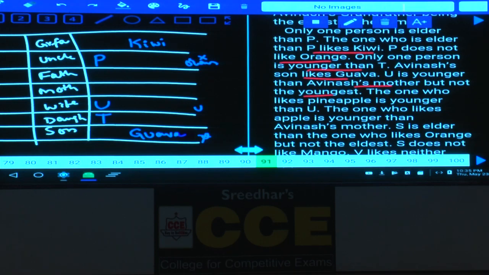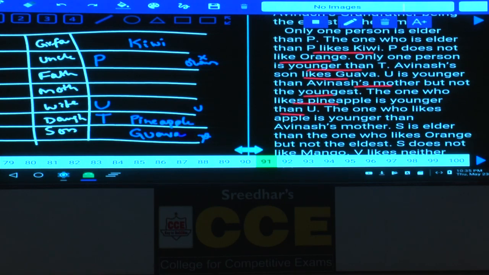The one who likes pineapple is younger than you, and there are only two persons who are younger than you. One is T and another one is the one who likes guava. Hence that person likes pineapple, that is Avinash's daughter likes pineapple.